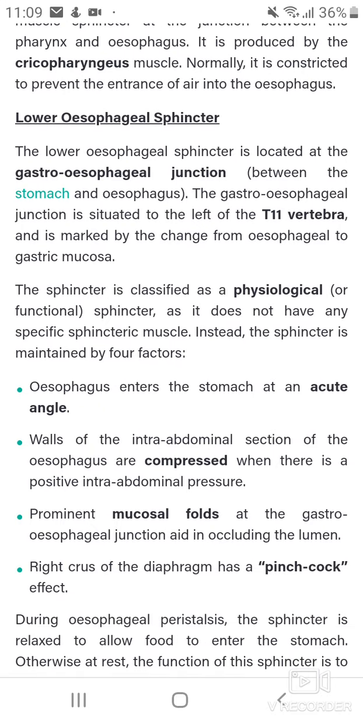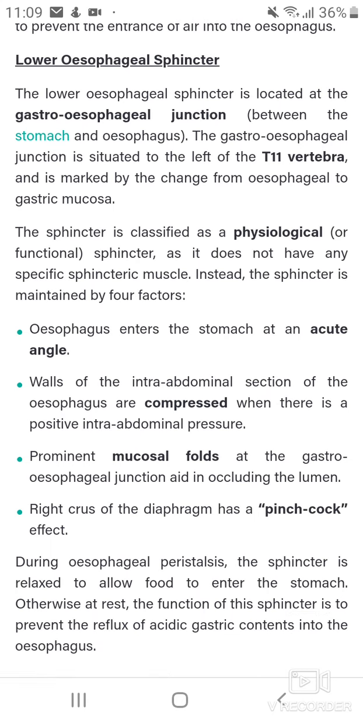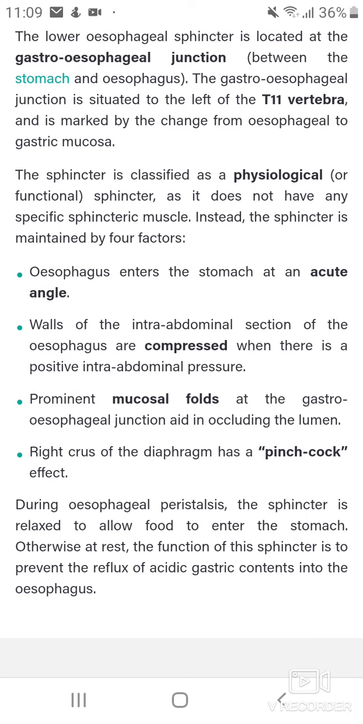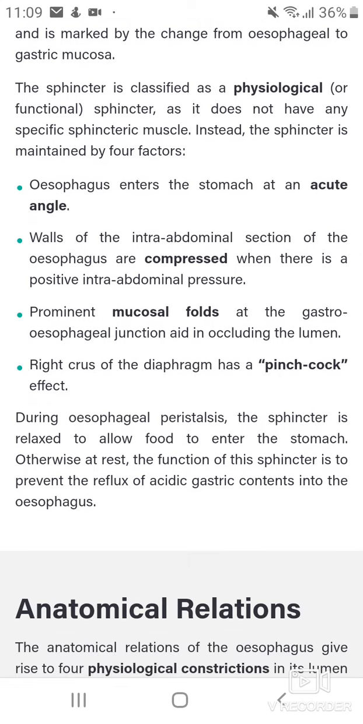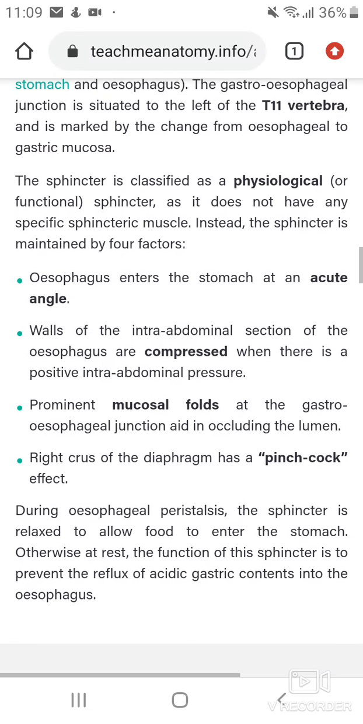Number one, the esophagus enters the stomach at an acute angle. Walls of the intra-abdominal section of the esophagus are compressed when there is a positive intra-abdominal pressure. Prominent mucosal folds at the gastroesophageal junction aid in occluding the lumen. The right crus of the diaphragm has a pinch-cock effect. During esophageal peristalsis, the sphincter is relaxed to allow food to enter the stomach. Otherwise, at rest, the function of the sphincter is to prevent the reflux of acidic contents into the esophagus.